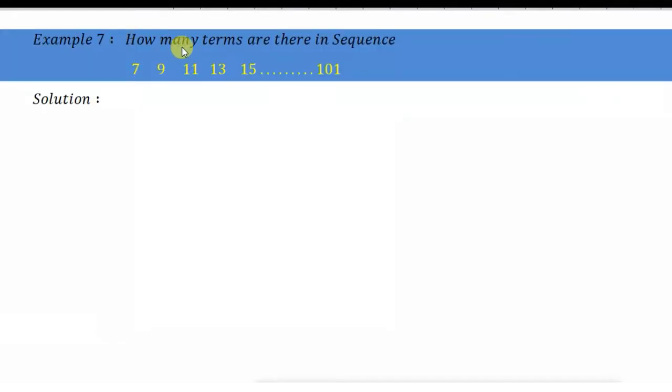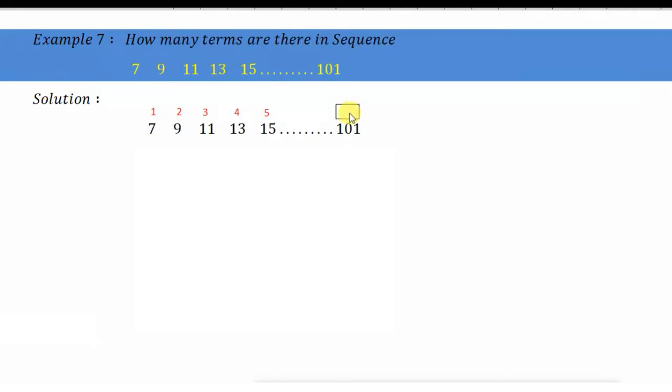How many terms are there in the sequence? So this is the given sequence: 7, 9, 11, 13, 15 till 101. We can see that 101 is the last term of the sequence because there are no dots after it. So what they are asking us is, how many terms are there in the sequence?